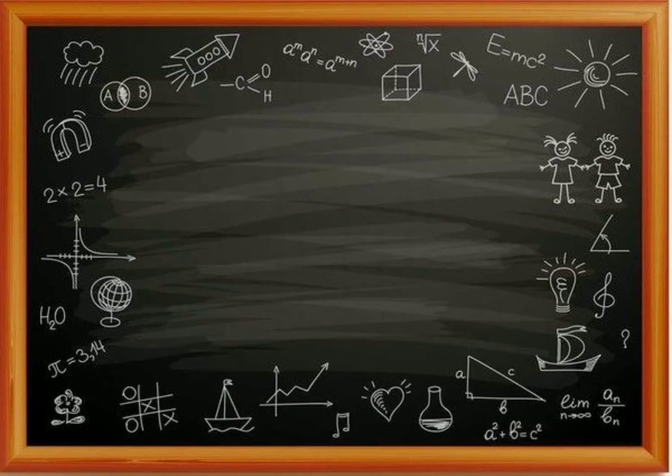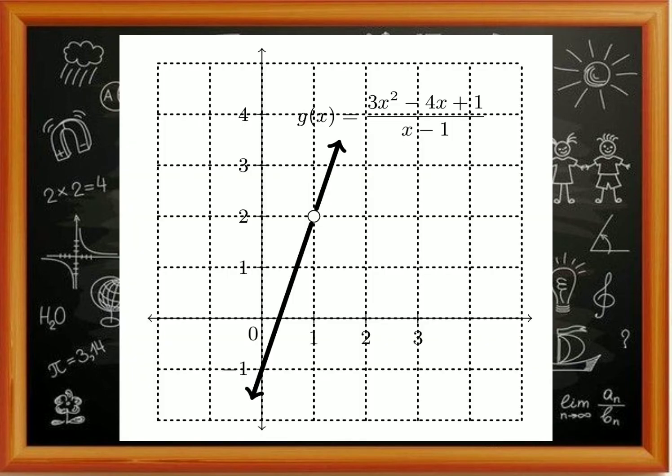For further knowledge, here's the second example. Consider the graph of the function g of x equals 3x squared minus 4x plus 1 over x minus 1. Is the function continuous at x equals 1? The answer is no. If we trace the graph from the left of x equals 1 going to the right of x equals 1, as you can see, there's a hole or gap in that line. This means the line is not continuous, creating a hole in the graph. Thus, the function is discontinuous at x equals 1.